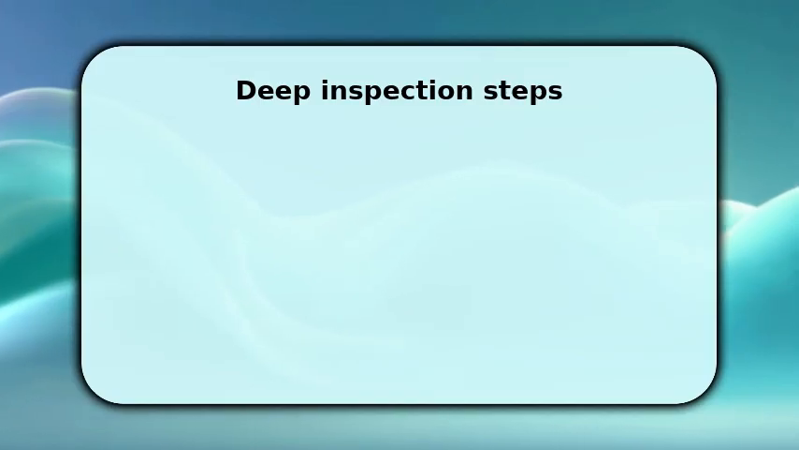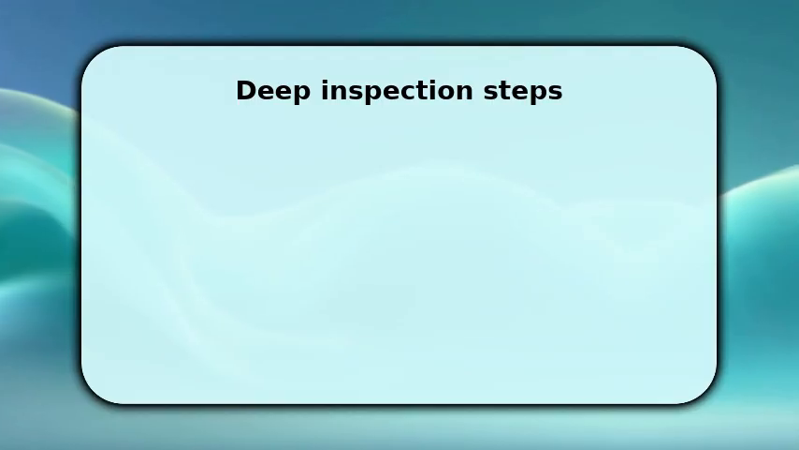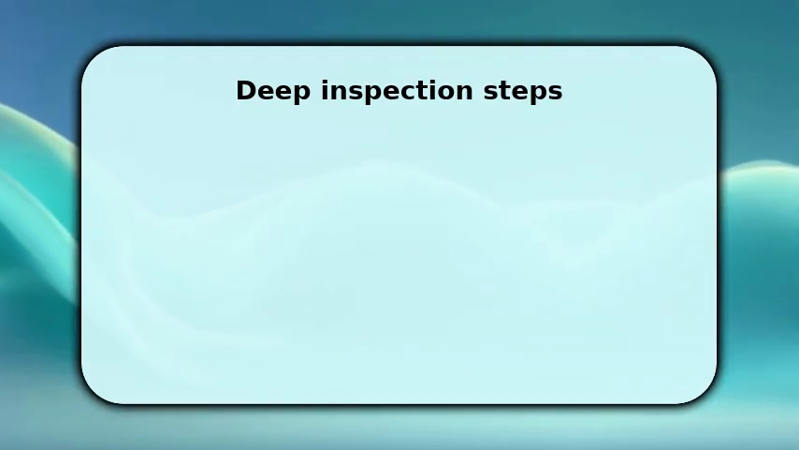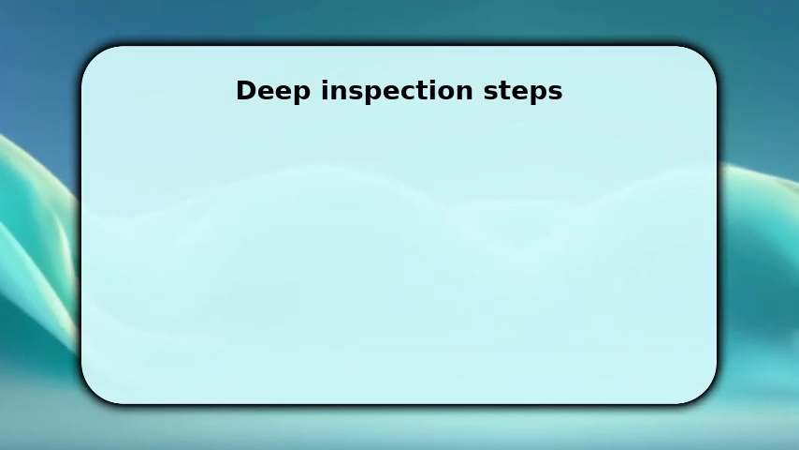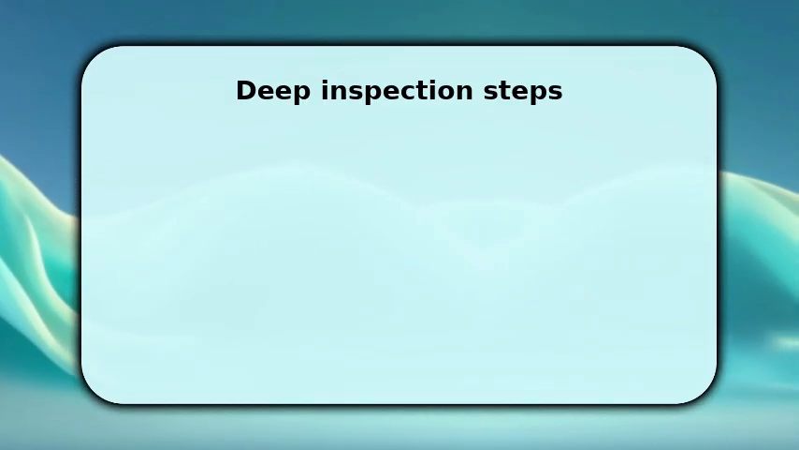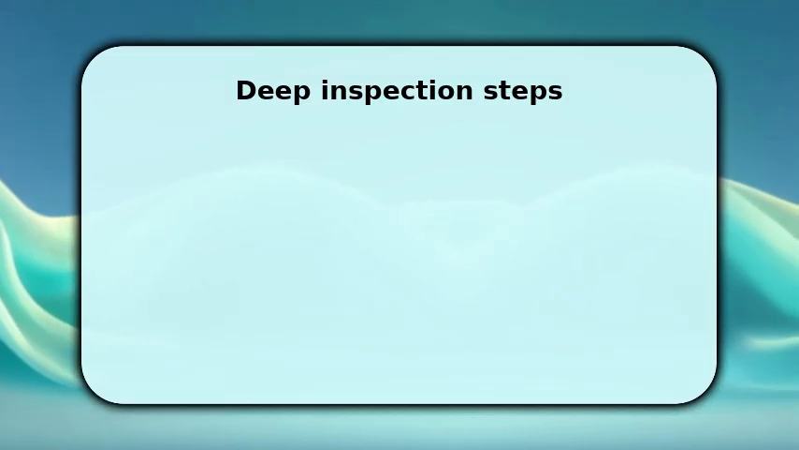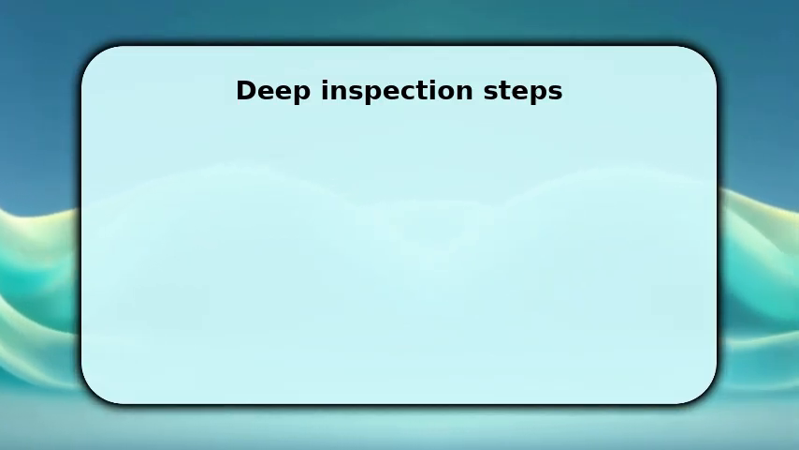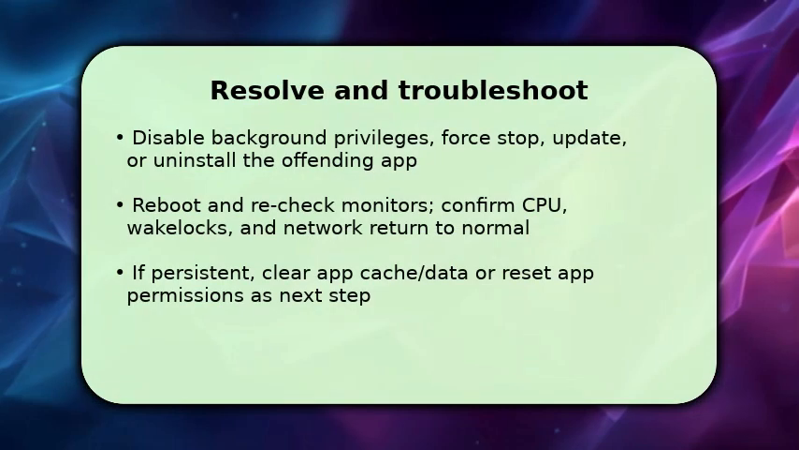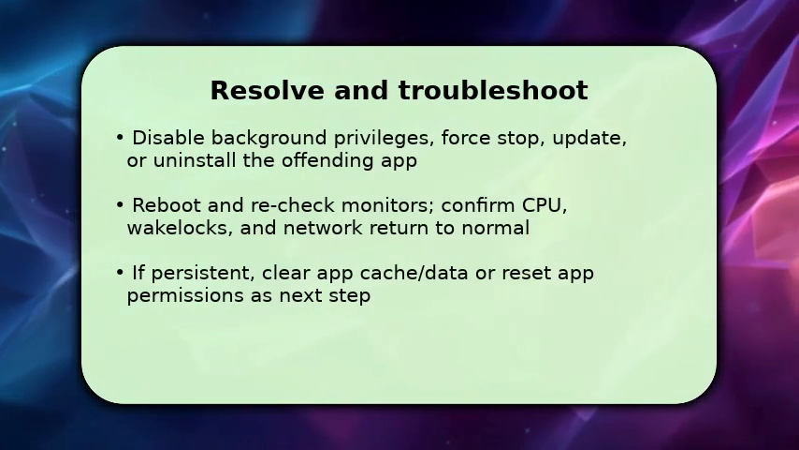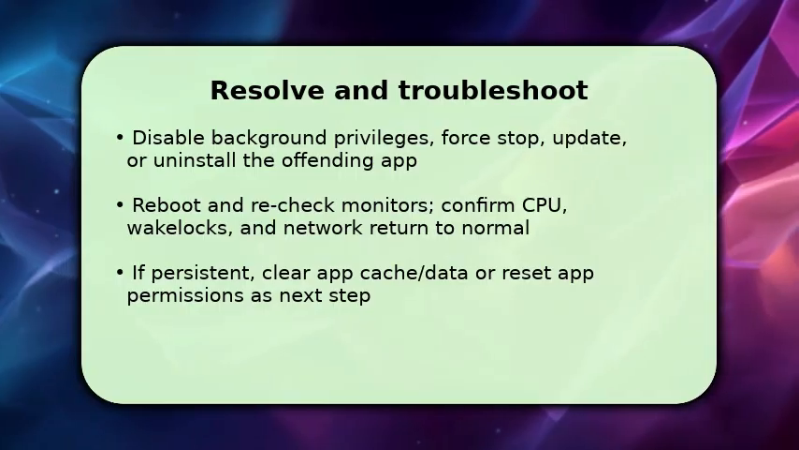Once done, check network activity per app and look for recurring connections or large transfers. Make sure to cross-check with system logs and recent app updates. Changes there often explain new background behavior. If an app holds wake locks or constant timers, that's the key evidence to take action. Finish by neutralizing the offender. Revoke background privileges, force stop it, or update or uninstall as appropriate.